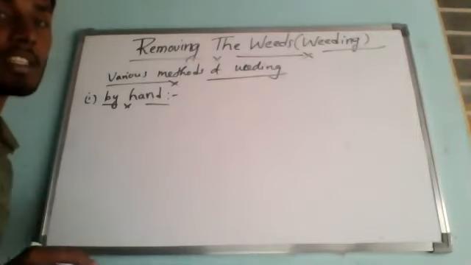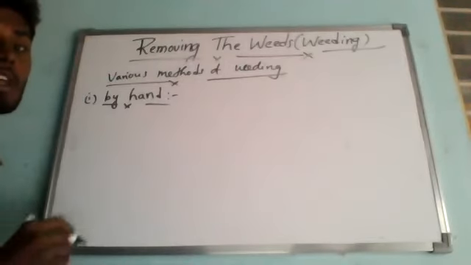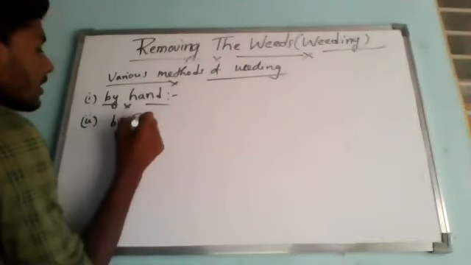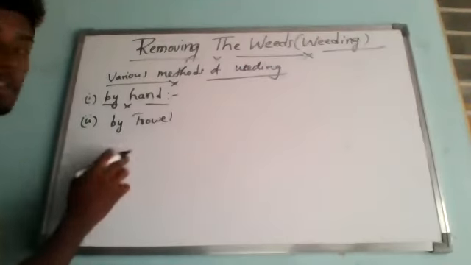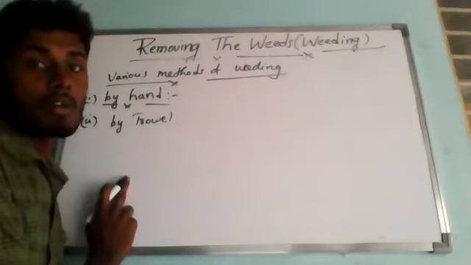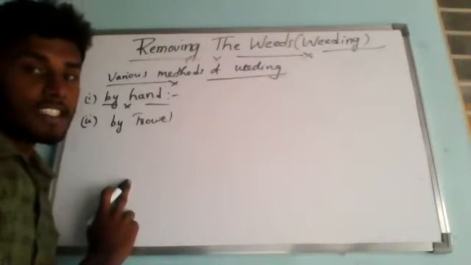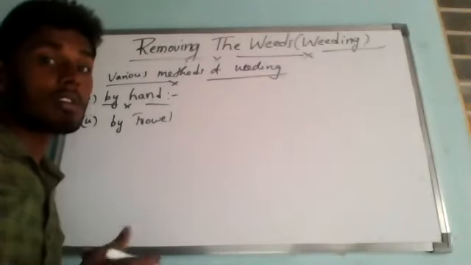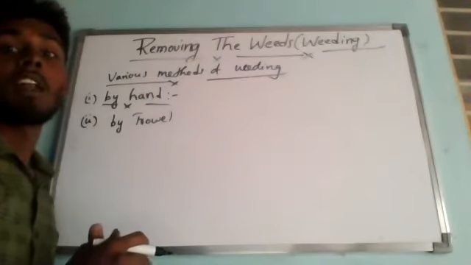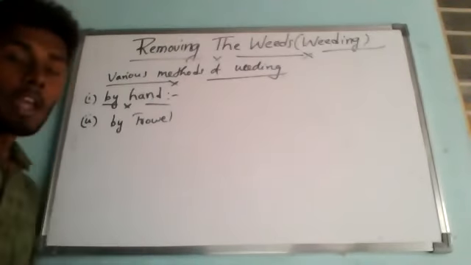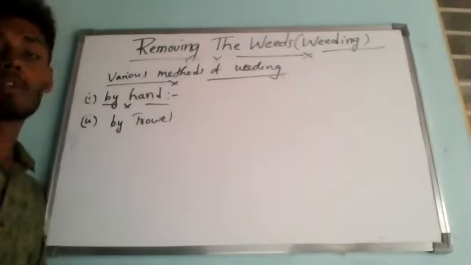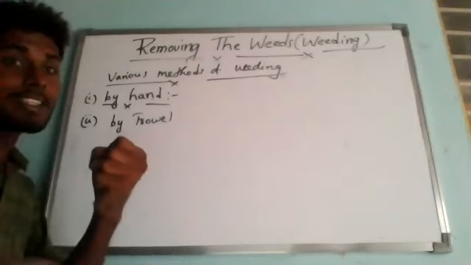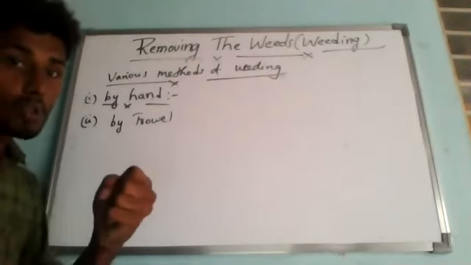The next method is removal of weeds by using a trowel. Trowel means khurpa, we can call that. Weeds can be removed by digging or cutting them close to the ground from time to time with the help of an implement called a trowel. Either we can dig with this, or we can uproot them, or else we can cut weeds very close to the ground level.